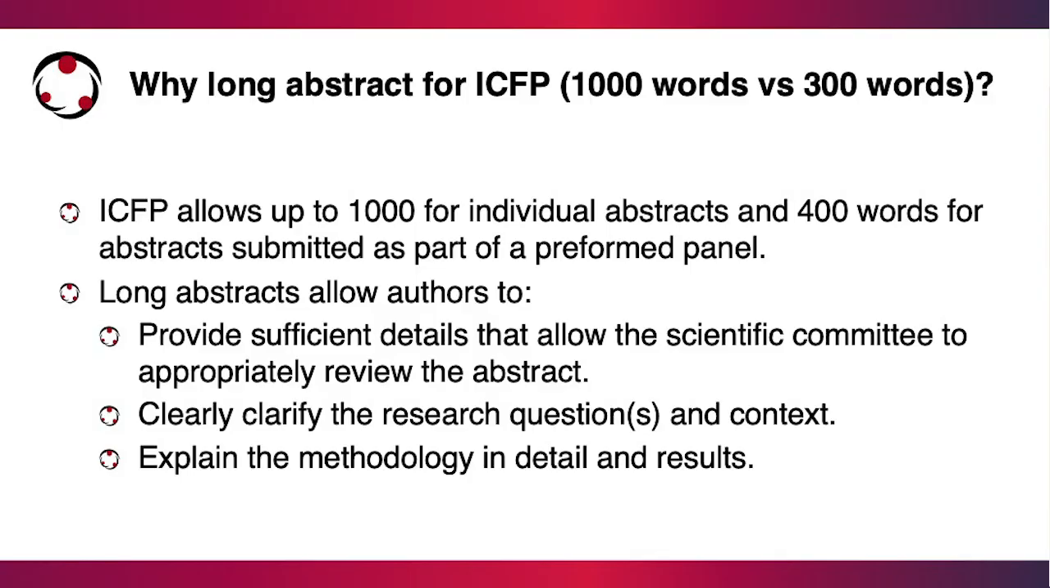Another very common question we receive is, why does ICFP have 1,000-word abstracts, while other conferences often have abstracts that are 300 to 350 words? ICFP is unique in this way. Our main goal is to allow people to share new knowledge to inform practice. ICFP allows up to 1,000 words for individual abstracts and 400 words for abstracts submitted as part of a panel to provide sufficient details that allow the scientific committee to appropriately review the abstract and make a fair decision. It also allows abstract authors to clearly clarify the research questions and context and explain the methodology and results in detail.